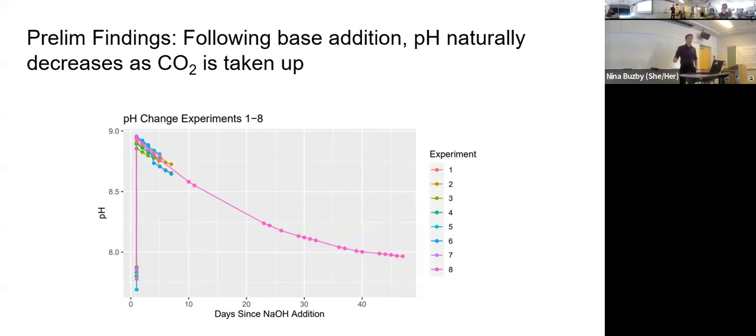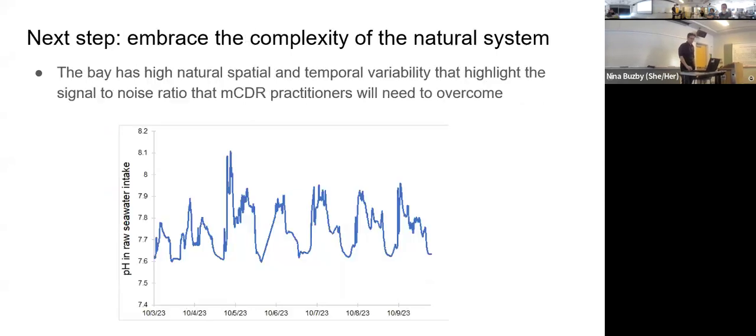This is just showing that the pH is doing what we'd expect. It shoots up when you add alkalinity, then slowly decays back down. This is a bunch of different experiments plotted on top of each other. We've only had one long experiment that was over Christmas this last year.